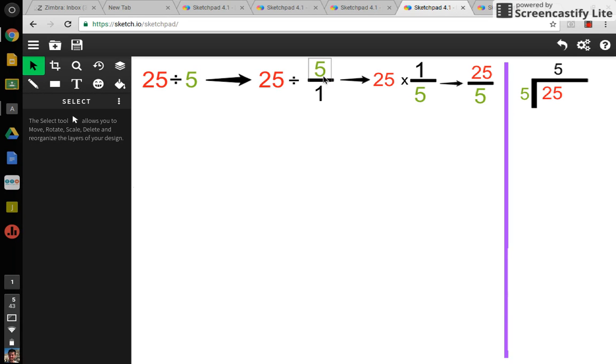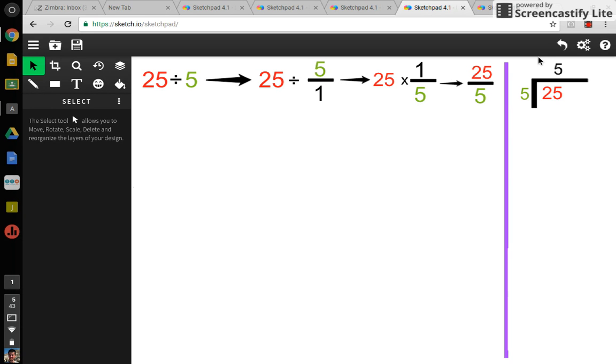So 25 divided by 5 becomes 25 divided by 5 over 1. Here on step 3, I turn this into a flip and multiply situation: 25 times 1/5. Notice how I've just flipped my 5 once into 1/5. This becomes 25 out of 5, or 25/5.